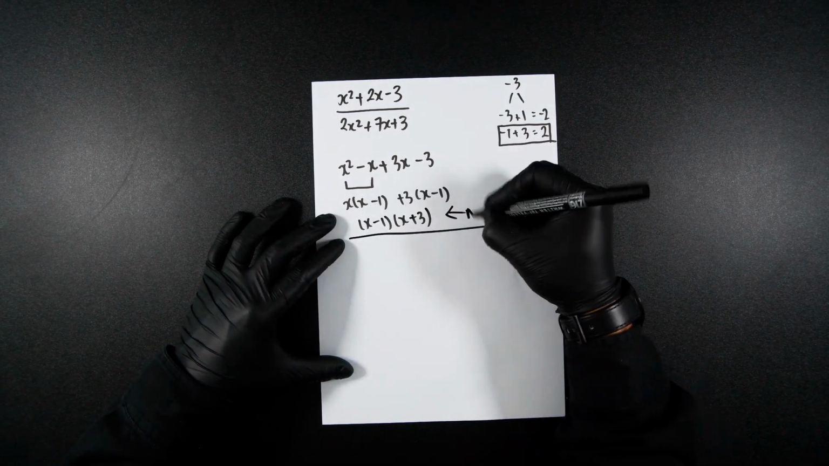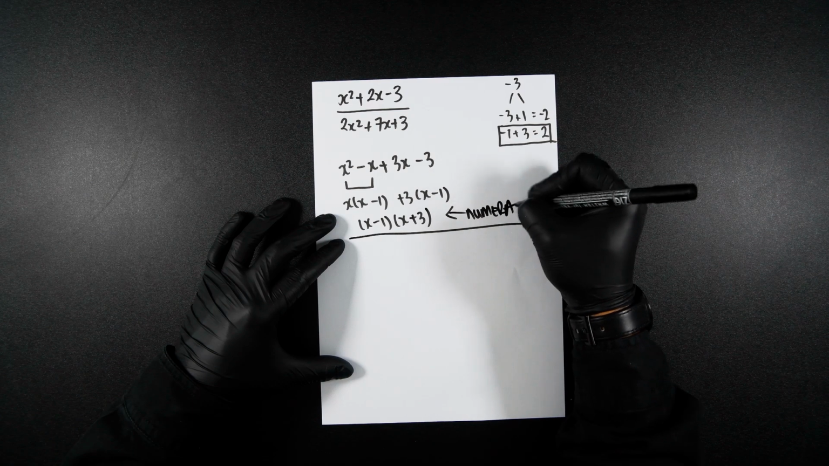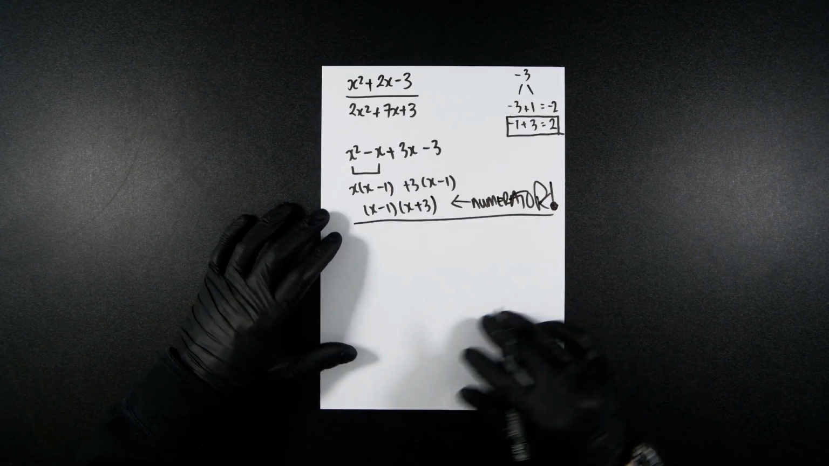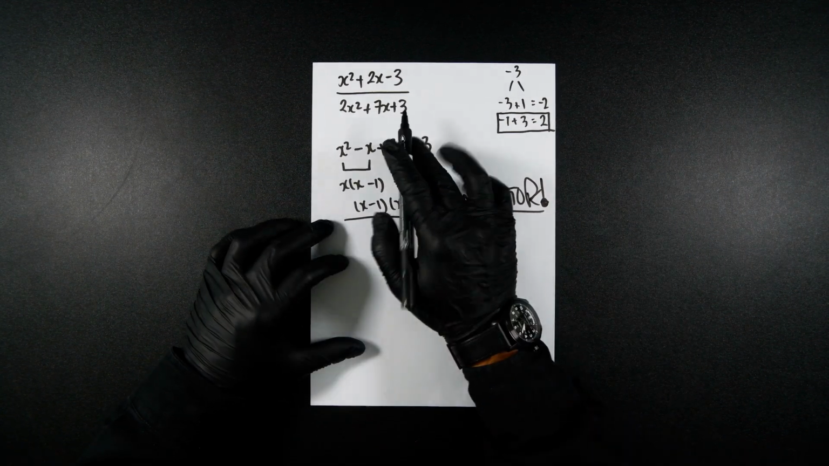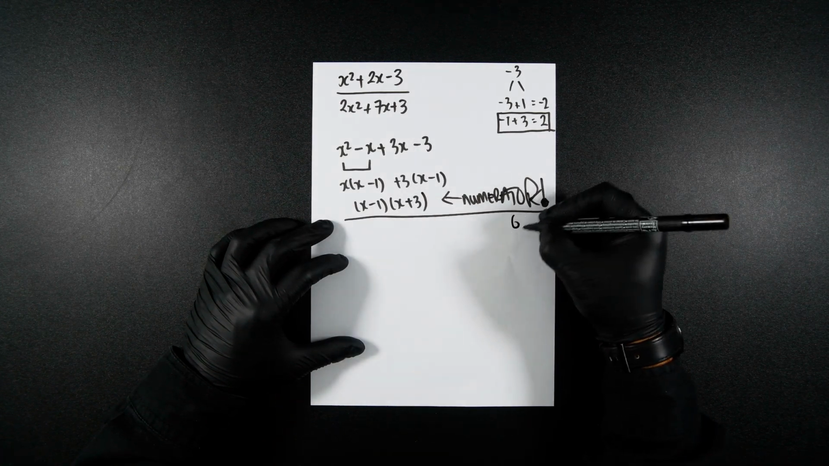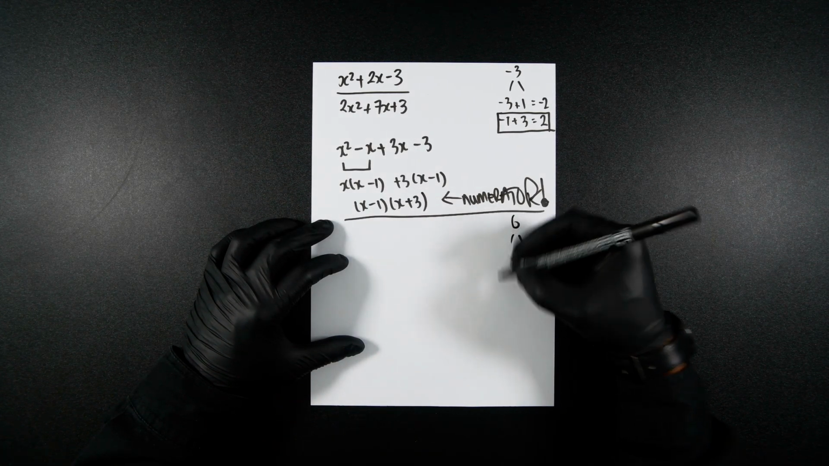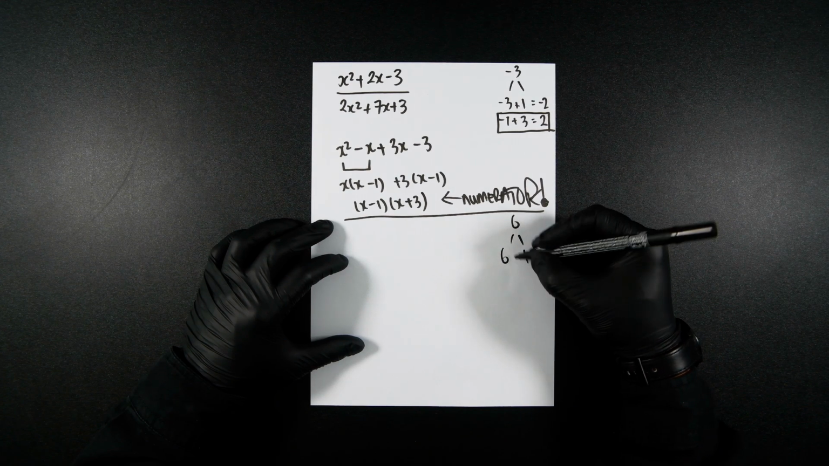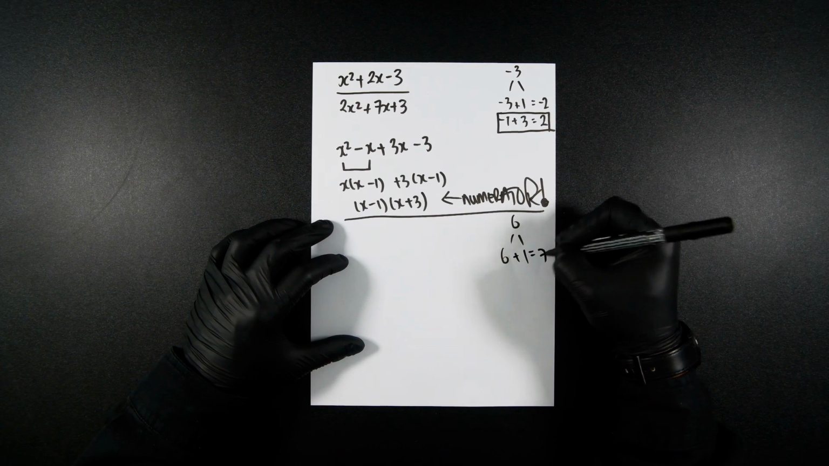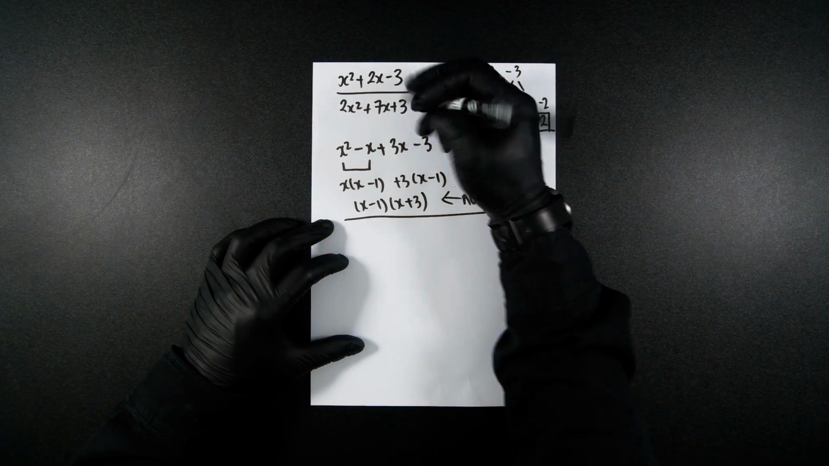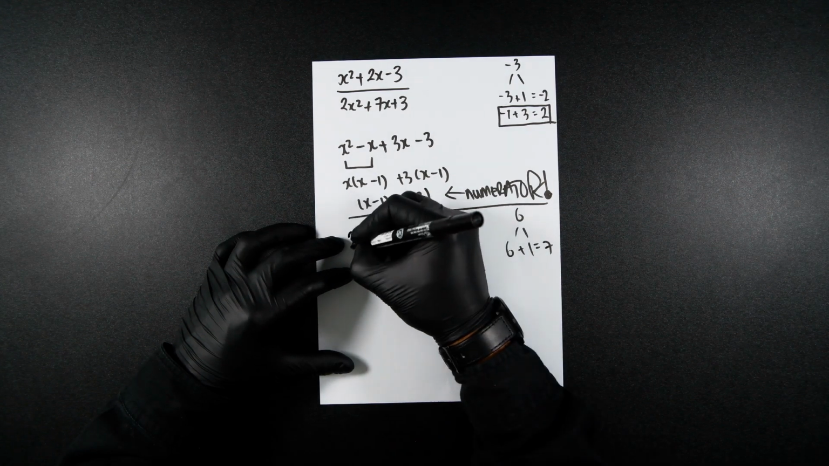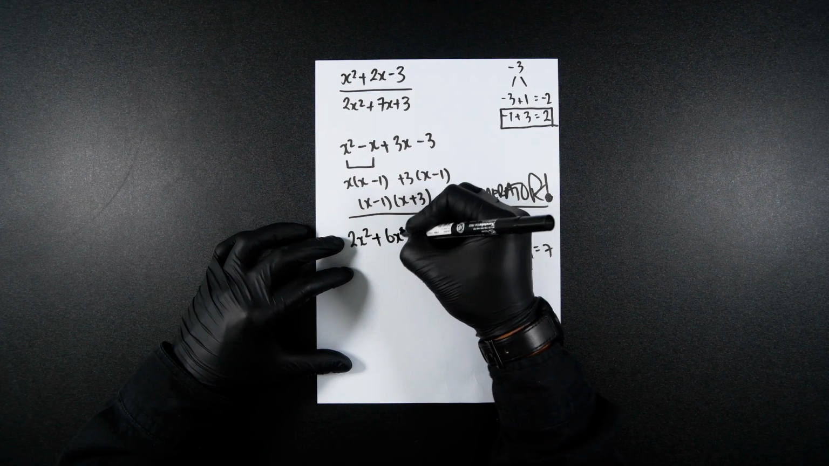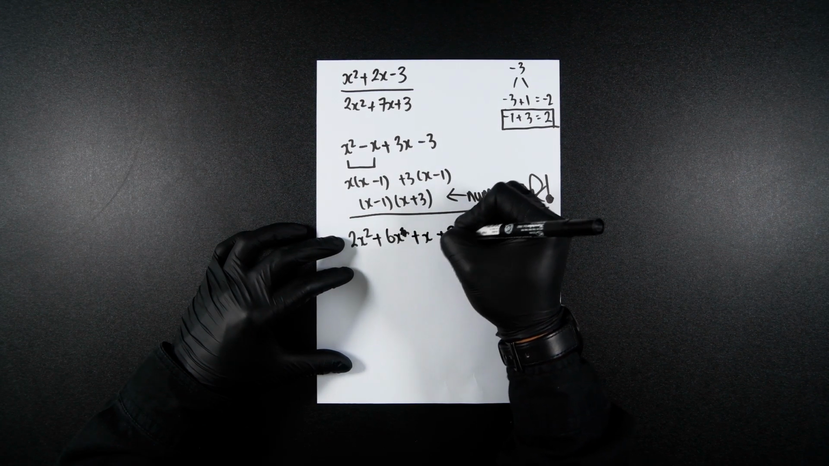Let's now do the denominator. We take 3 times 2, which is 6, and I'm just going to write this down here because the factors are 6 and 1. If you add them together, that will equal 7, which is the same as this number, so we know it's the correct one. Let's now rewrite that as 2x squared plus 6x plus x plus 3.